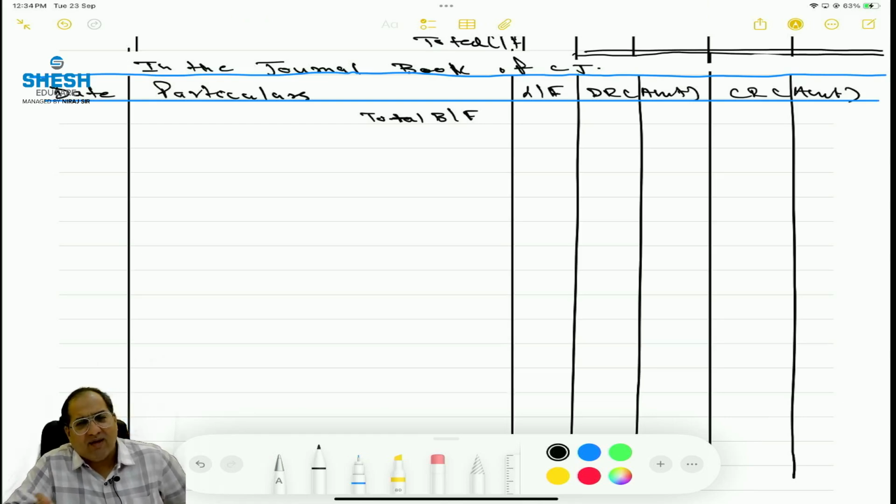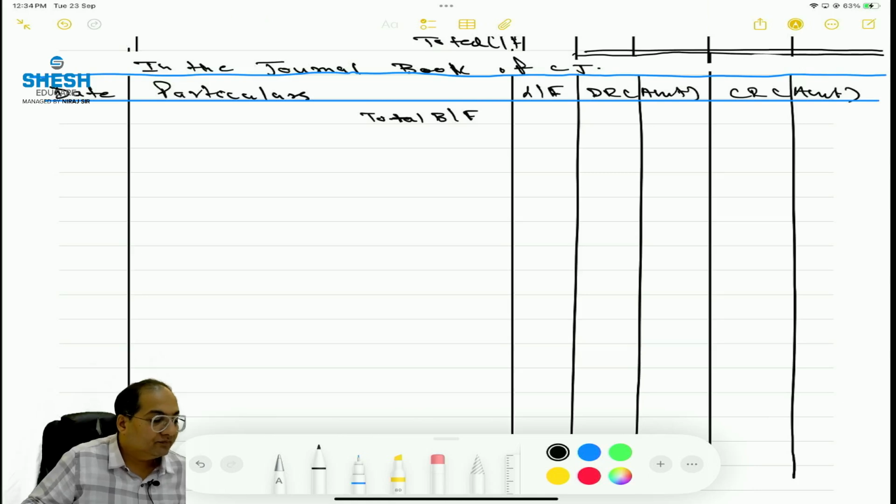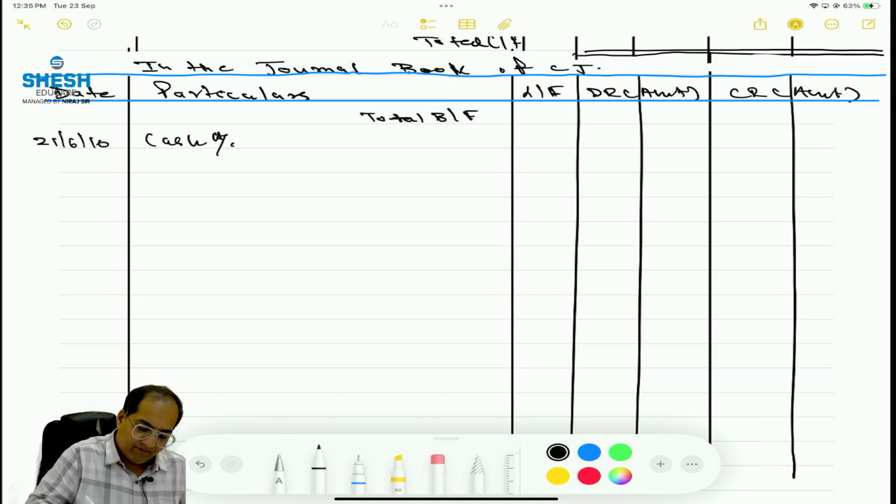What I mean to say is I will pass the entry cash account debit 3000 to S. Habib and Company account 3000. In the narration also I will mention being cash received from S. Habib and Company. But I won't specify on account or in full settlement because that's something that I don't know. On which date? 21st of June 2010, cash account debit 3000 to S. Habib and Company's account. Please write the full name. I'm not wasting time. 3000.